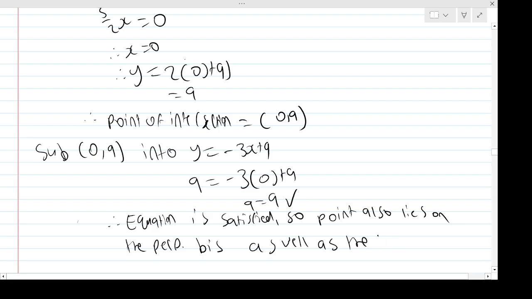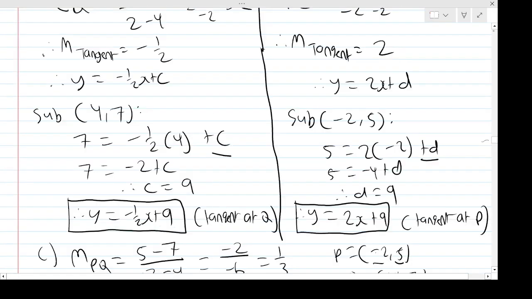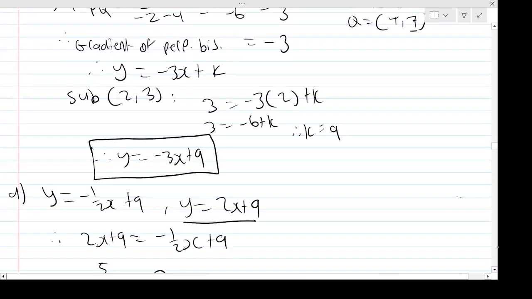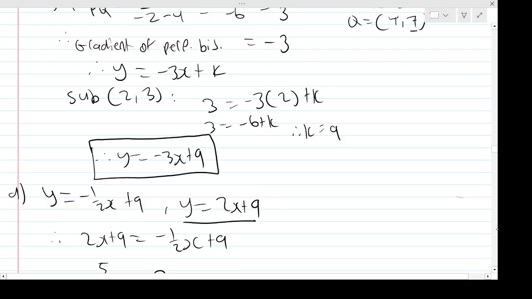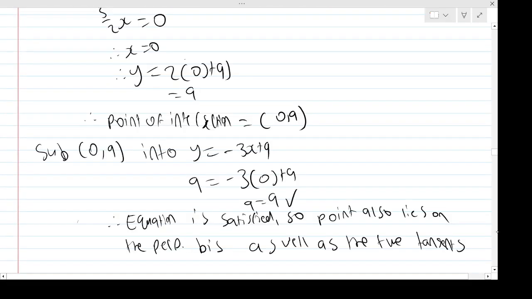Because we know that point is on the two tangents, because when we equate these two lines together, which are the two tangent equations, the point of intersection we found is the point of intersection between those two tangents. So then we just need to check that it also is on the bisector line, which we just did here. So therefore, there we are. Okay, that's our question dealt with.